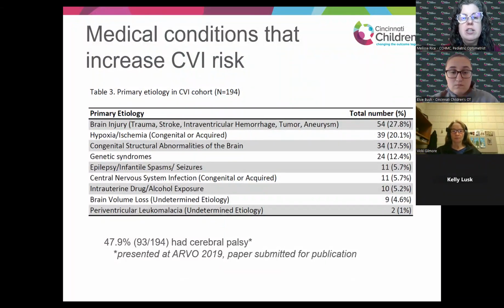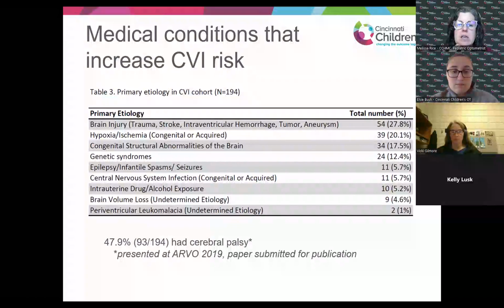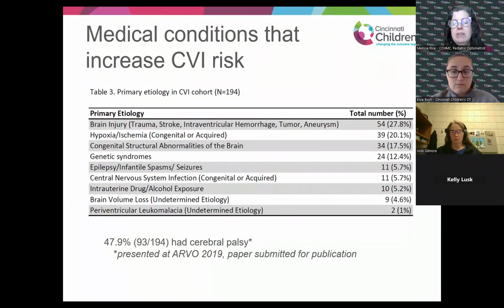And to tell you about that, sometimes we went back to see were the seizures related to genetics, were the seizures related to structural. So we went to the primary root cause with this group. There was CNS infection, about 6%, intrauterine drug or alcohol exposure, about 5%, and brain volume loss. And then PVL, when we could not figure out what caused the PVL, because there's usually a cause of PVL. Those were our two little patients there.